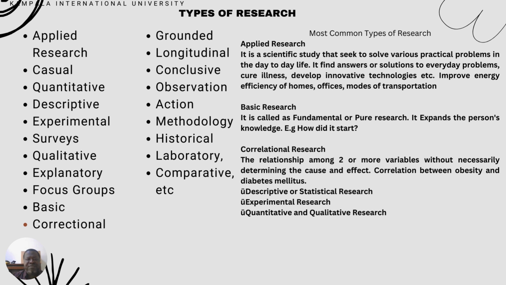So this is the one that we encounter every day. Then also we have basic research, which is called fundamental or pure research. It expands a person's knowledge. For instance, how did it start? And you have correlational research, which seeks to find a relationship among two or more variables without necessarily determining the cause and effect. For instance, correlation between obesity and diabetes mellitus. We also have other common types of research, like quantitative or statistical research, experimental research, and qualitative research.